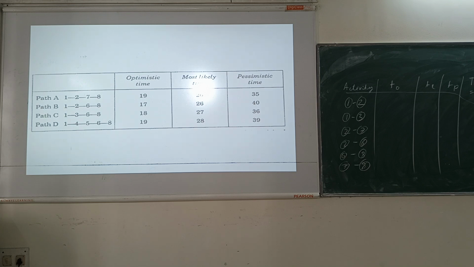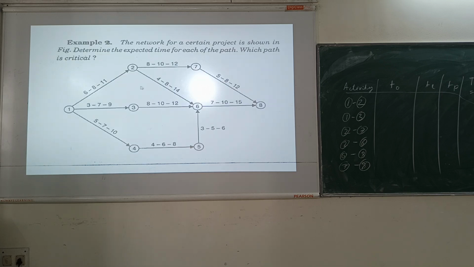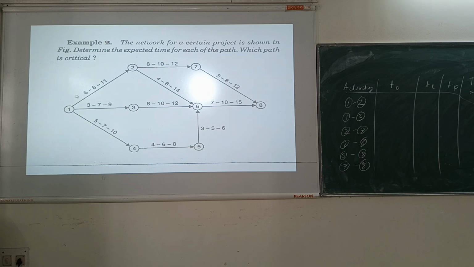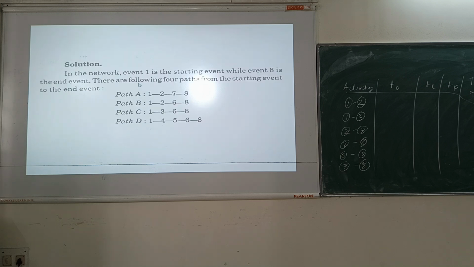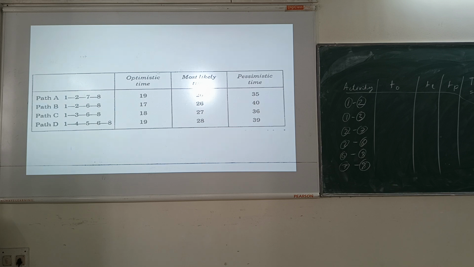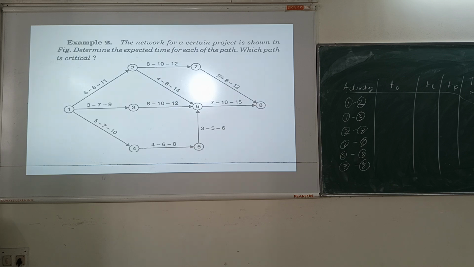Next, I have the table. Who was the optimistic time first? 6 is the optimistic for 1 to 2 path, 6 for 2 to 7 activity it is 8. 6 plus 8 is 14, then 7 to 8 is 5.